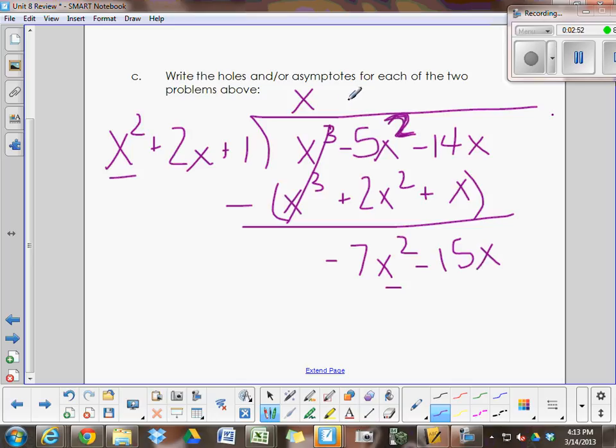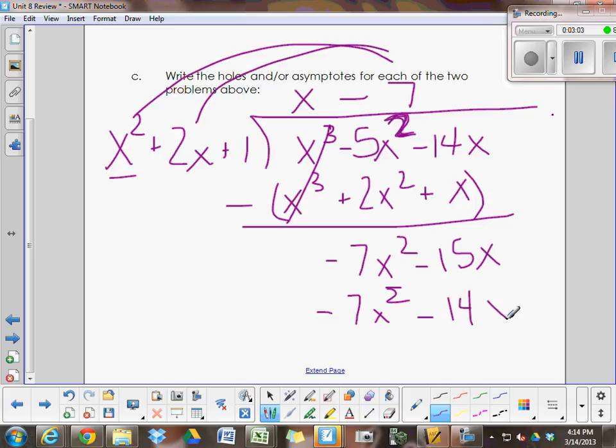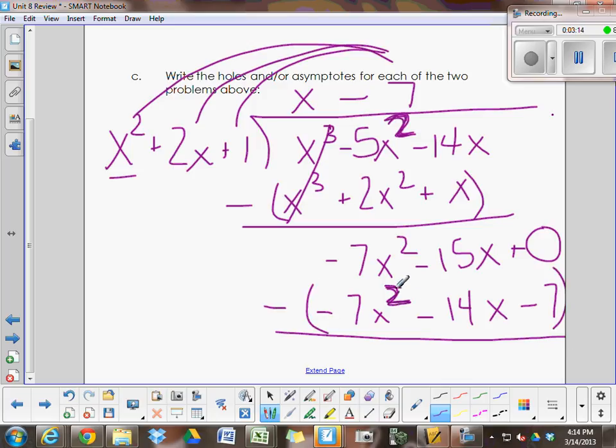X squared times negative 7 is negative 7x squared. Negative 7 times 2x is negative 14x. And negative 7 times 1 is negative 7. There's nothing here to subtract that from. Subtract the whole thing. Negative 7x squared minus itself is gone. Negative 15x minus 14x becomes plus 14x. So that is negative 1x. And 0 minus negative 7 is positive 7.